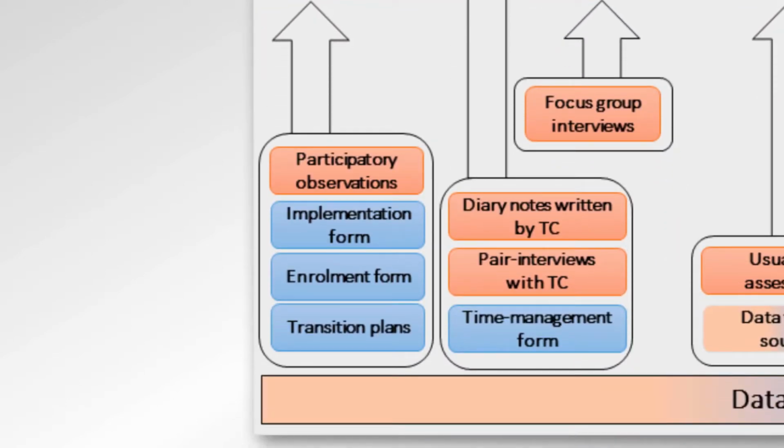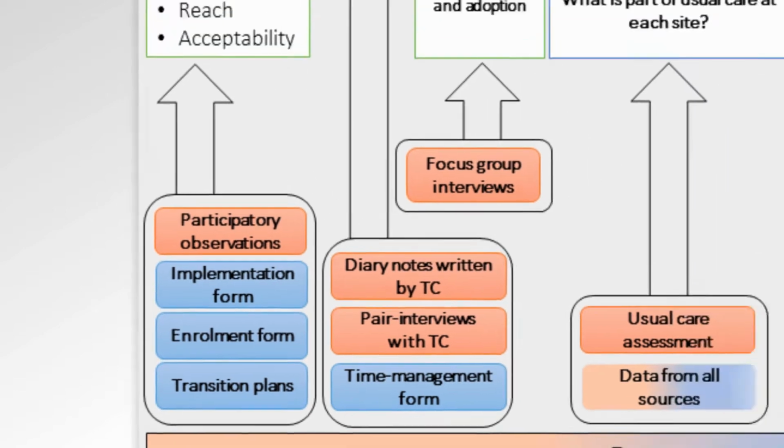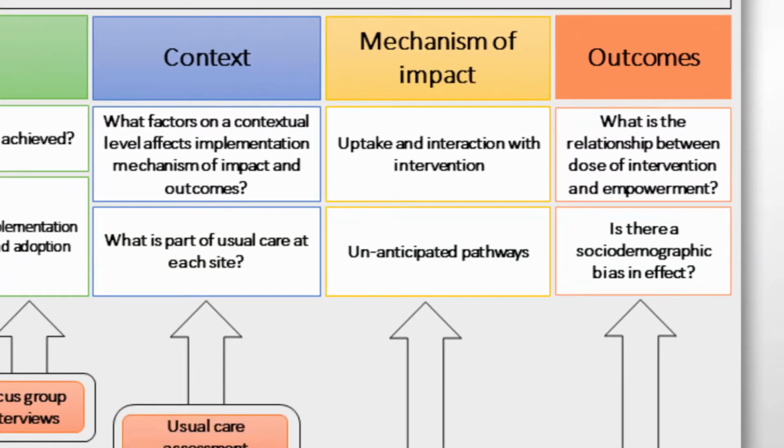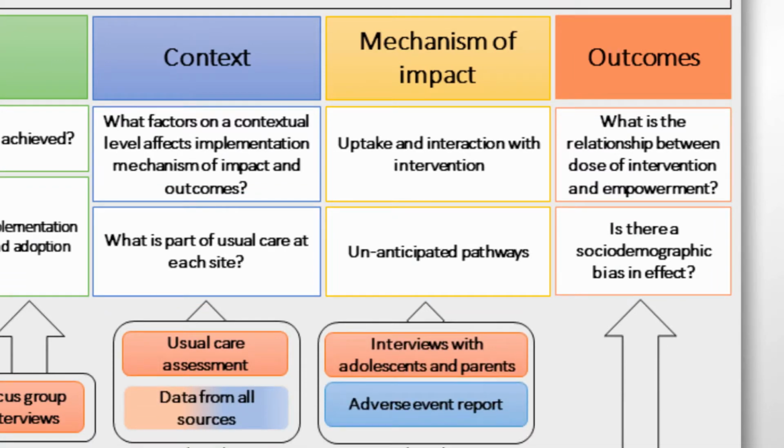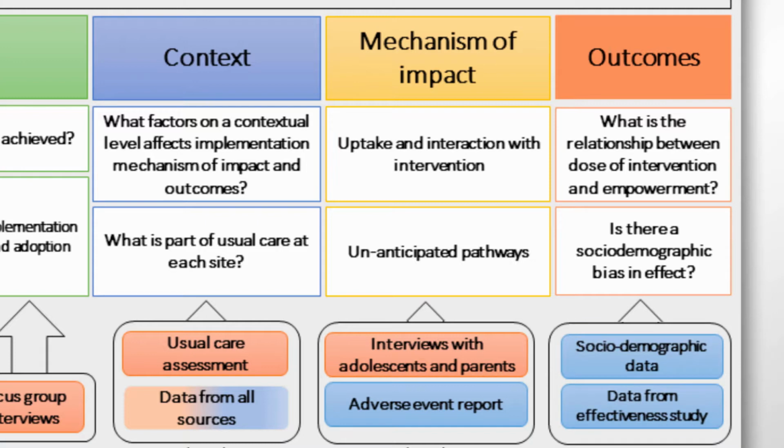The sources for this kind of information are both quantitative and qualitative sources. Qualitative being observations, focus group interviews, individual interviews, all indicated in orange here. The quantitative information is coming from transition plans, enrollment forms, implementation forms, indicated in blue here. Then regarding the context, mechanisms of impact and the outcomes, we also had specific sources of information, again quantitative and qualitative information.